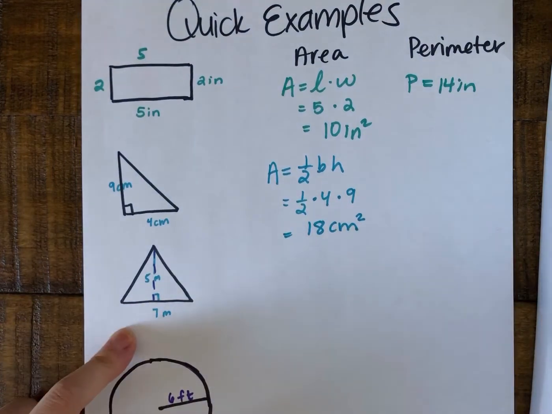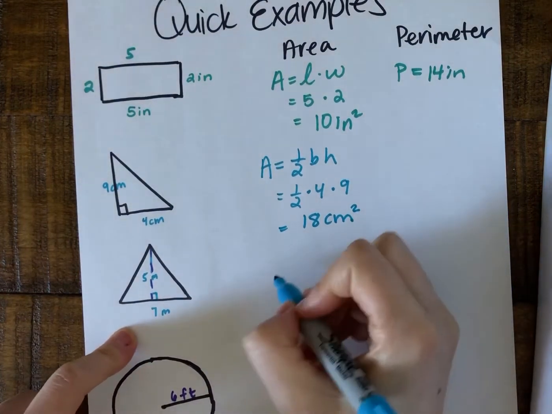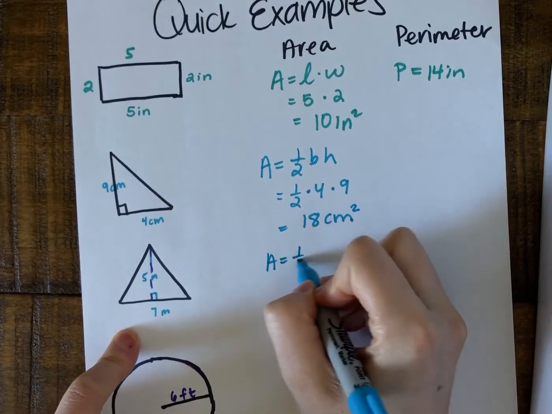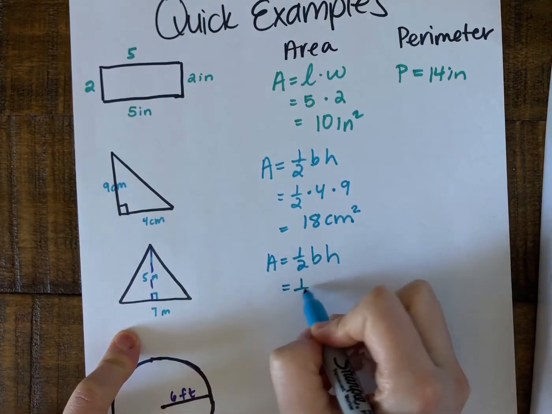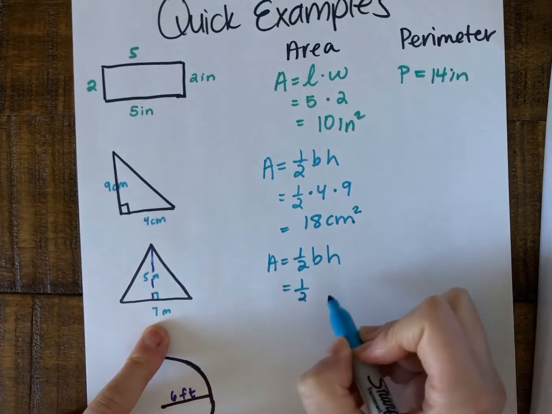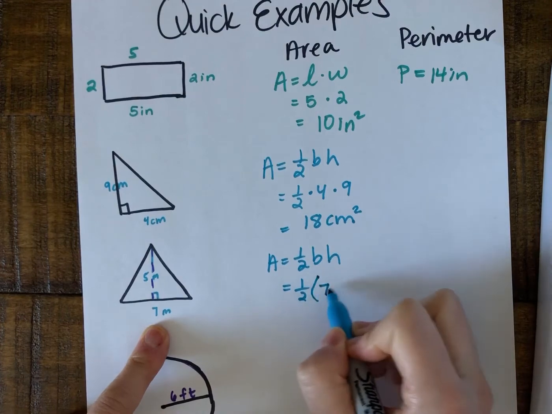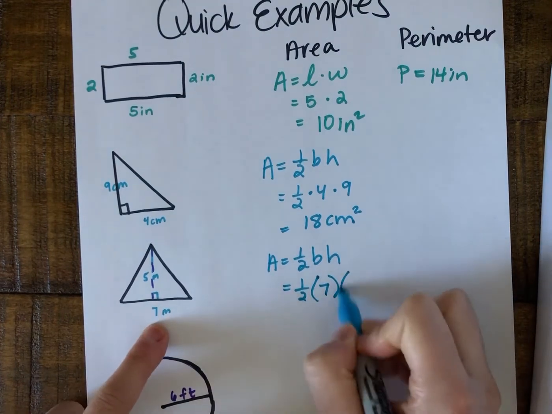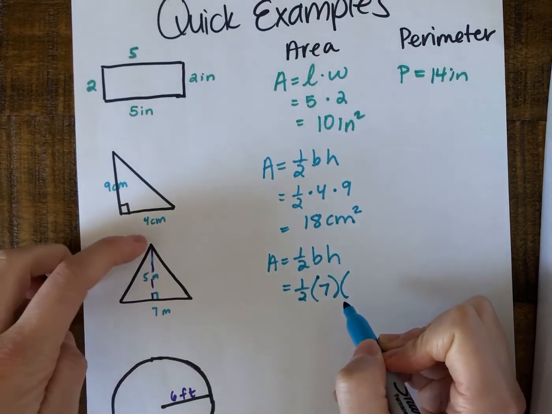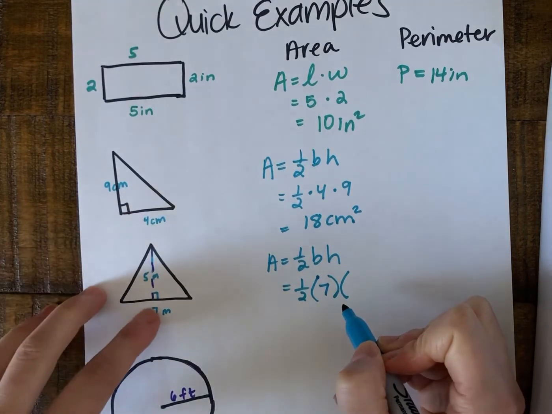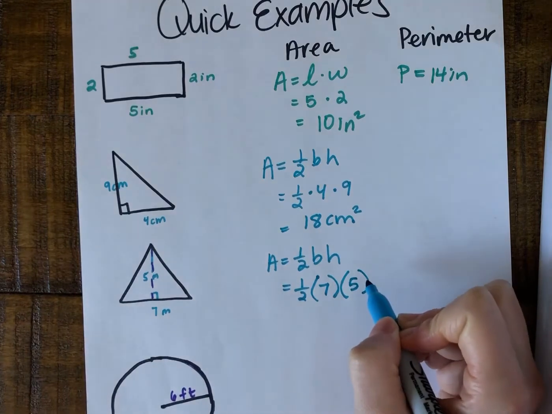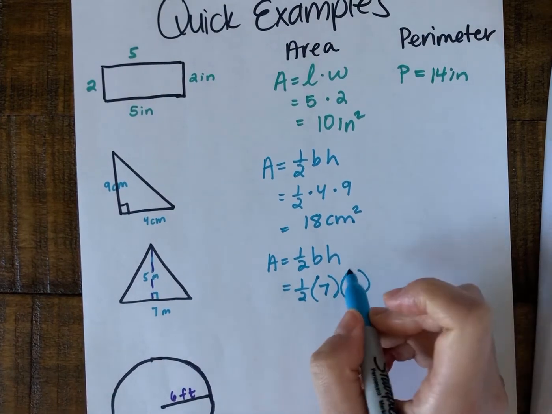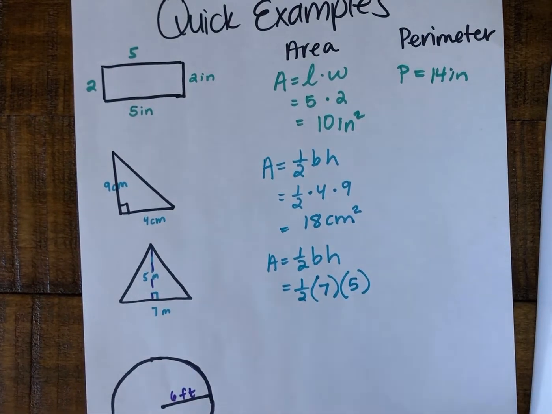In our second example, the formula is the same. Area is half the base times the height. So I fill it in. Area is half the base, which is 7, times the height. From the topmost tip to the base is always your height, so that's going to be 5. And then you mark it inside that triangle. And so then I would do my calculation again.